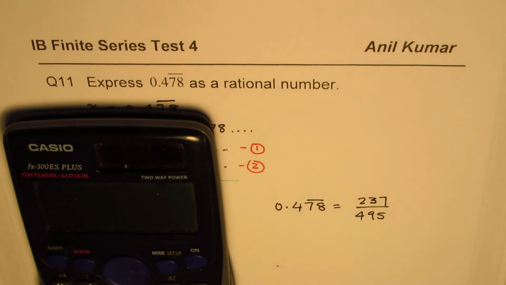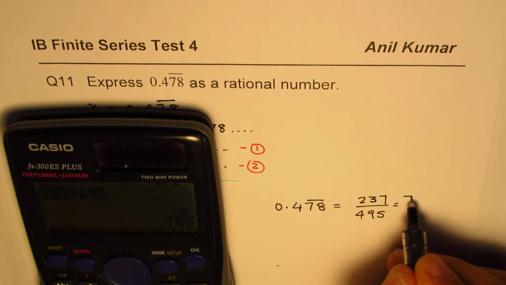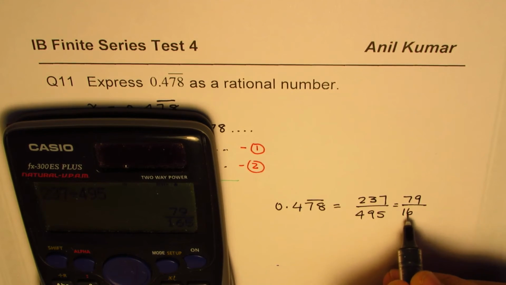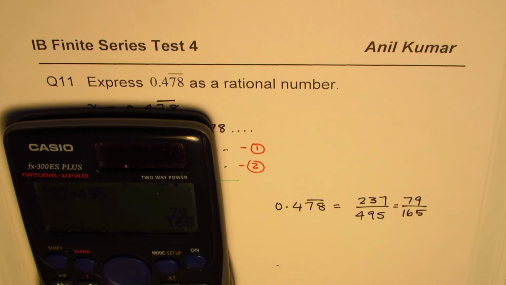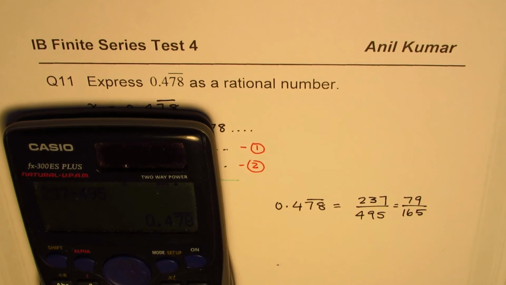So let's do 237 divided by 495 is equal to what? Let's write it in decimals. So that means it can be further simplified, right? So it could be written as 79 over 165. Okay, let's write it in decimals. 0.478 recurring. Do you see that?